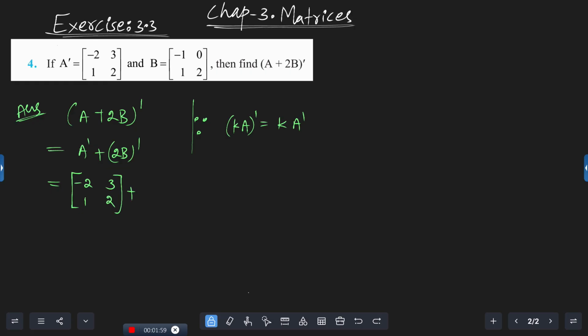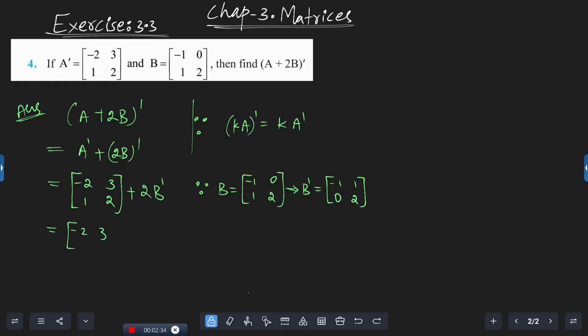By using this formula, here transpose will not come for 2. So 2 times B transpose you can write. So we will find the B transpose. B value they gave: minus 1, 0, 1, 2. If you find the transpose, what are you getting? B dash is equal to, this row we have to write as a column: minus 1, 0. The second row we have to write as the second column: 1, 2. That's it. So B dash you take, substitute in the next step.